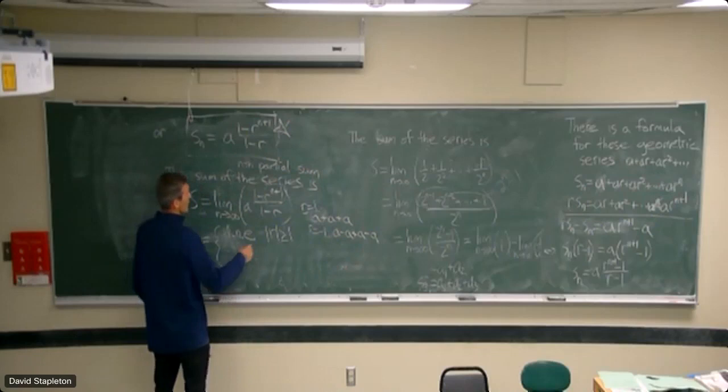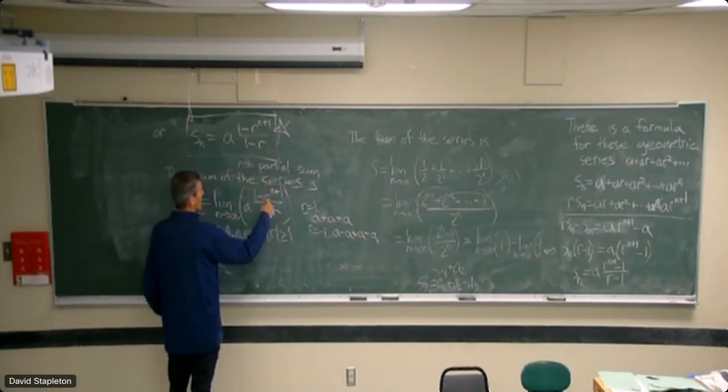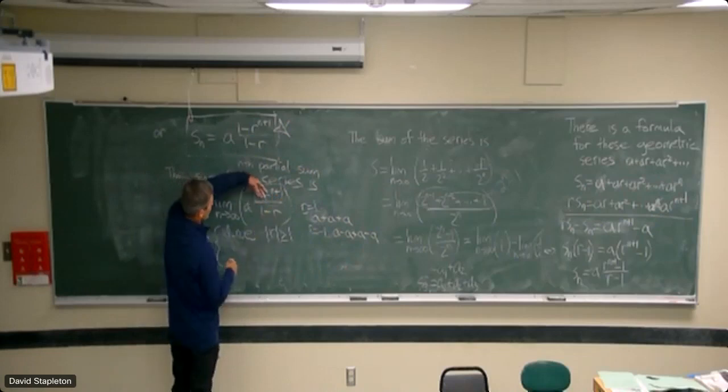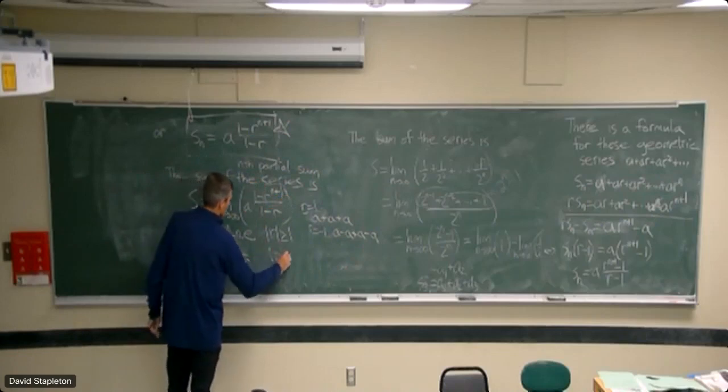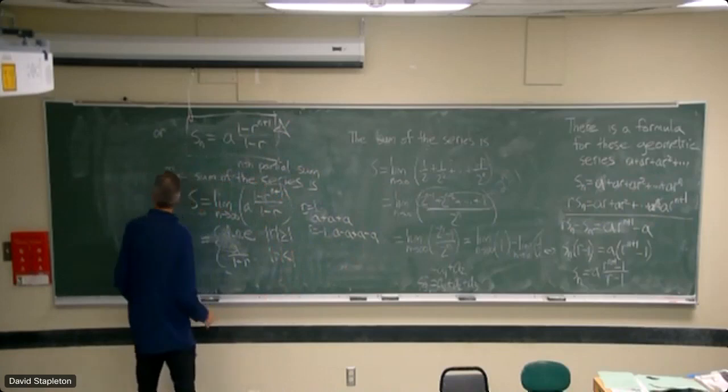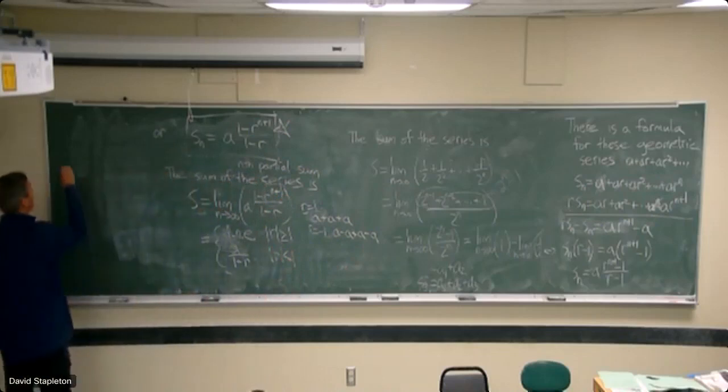But if R is less than one in absolute value, then this goes to zero, because a number less than one taken to higher and higher powers goes to zero. And then what you get is A times one over one minus R, which is A over one minus R. That's for absolute value of R less than one. And there's the result that we want. It's a theorem that we just proved.